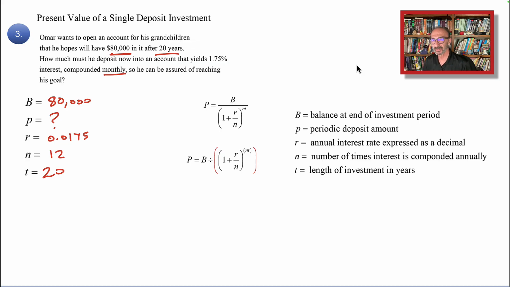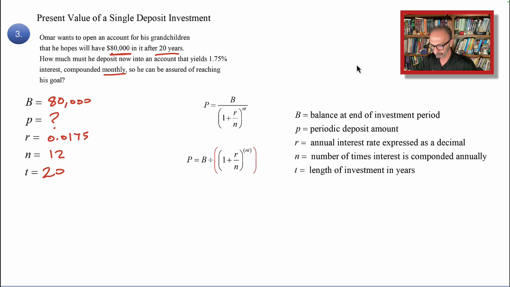That's why the title is present value. What should we deposit now such that in 20 years, for that interest compounded monthly, we need to have, after 20 years, a balance of $80,000. The formula is written on the right side. We need to plug the numbers in, use the calculator, and finish it.